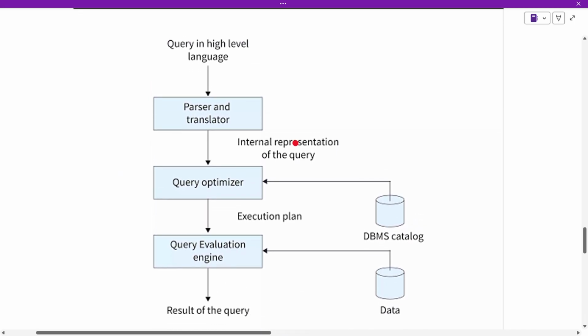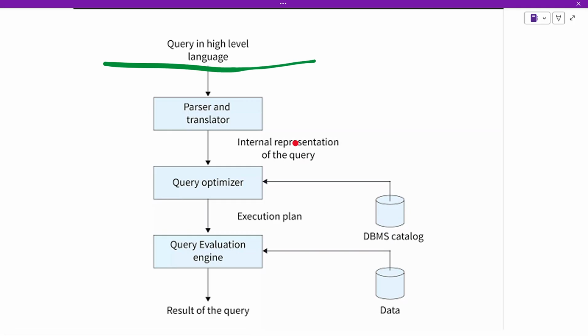Okay, so this is the workflow of a query. So a query in a high level language. Usually the query is very similar to the English language. So it's a very high level thing. It's not very machine level. So this high level language will be given to a parser and a translator. So it is going to interpret what is being asked.